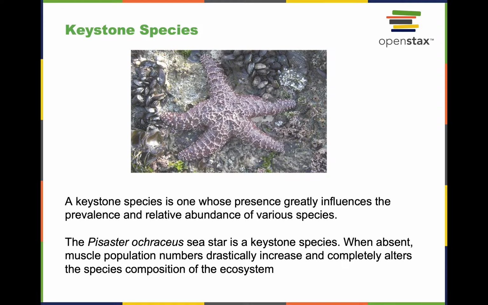An example of such a keystone species is the sea star that you see in this picture. When this sea star is absent, all of a sudden the mussel population numbers drastically increase and completely change the composition of the ecosystem. So it's very important to be careful as to what effect we can have on a community when we remove or destroy a particular organism.